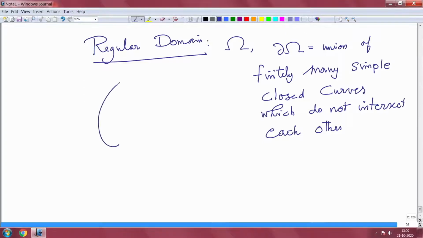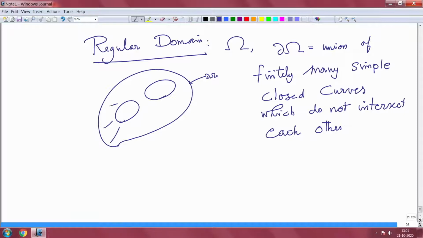For example, if you have a domain, you can have something like this: this is the boundary, ∂Ω, and this is the domain. This is also a boundary. When you have a simple closed curve in R², a regular domain in R², that is the easiest way. A simple closed curve defines a bounded inside and an unbounded outside. That is very important to understand.